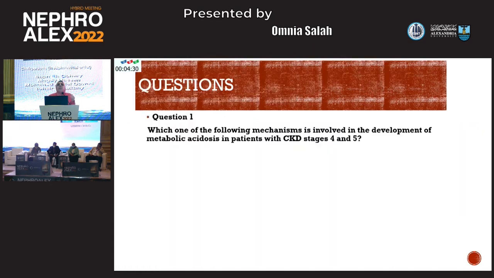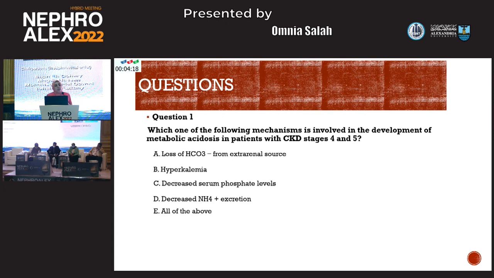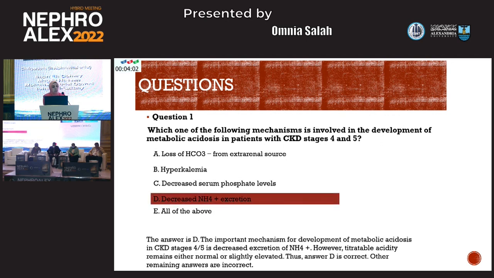Some questions, you are all invited to answer. Question number 1. Which one of the following mechanisms is involved in the development of metabolic acidosis in patients with CKD stages 4 and 5? Loss of bicarb from extrarenal source, or hyperkalemia, or decreased serum phosphate levels, or decreased ammonium excretion, or all of the above? Excellent. Indeed, decreased ammonium excretion. This is the most important mechanism for metabolic acidosis in CKD.